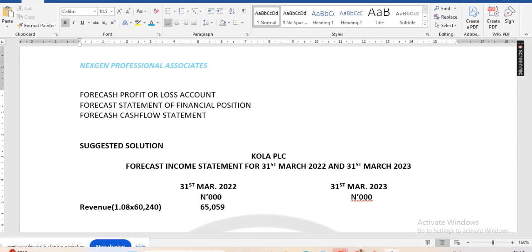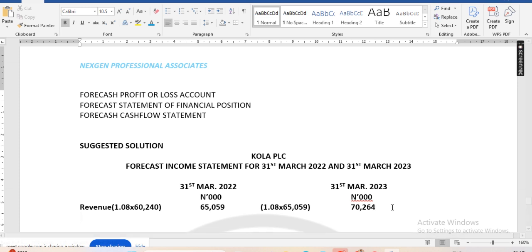Now I increase this one because we were not told that it will remain stable. We were told that it will increase per year. So increase 65,059 by 8%: 70,264. In case you don't know how we got this, let me bring it out. I will only do this one, then we do the remaining one, right? So multiply by 1.08 the 65,059. You see how we calculate it, right?